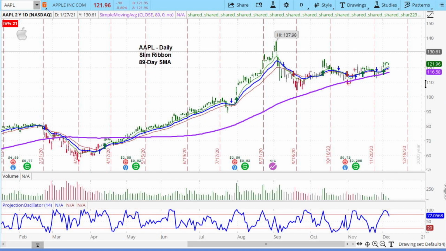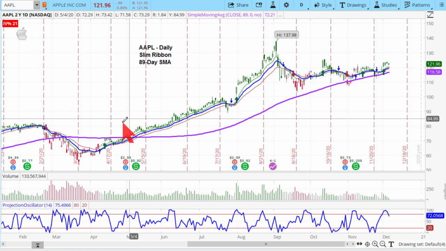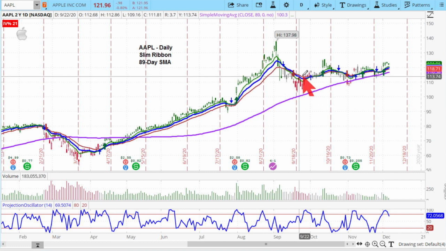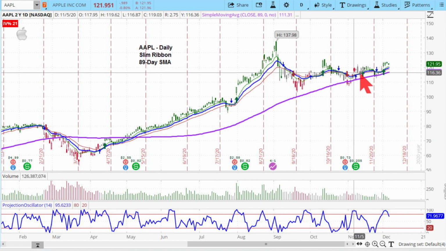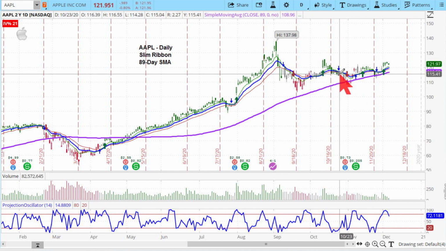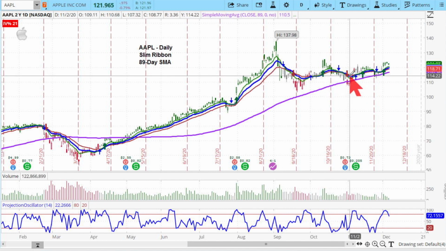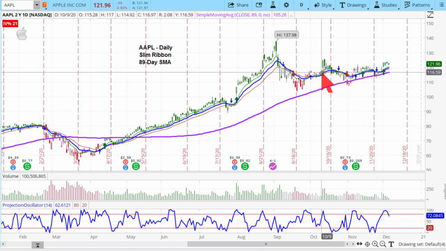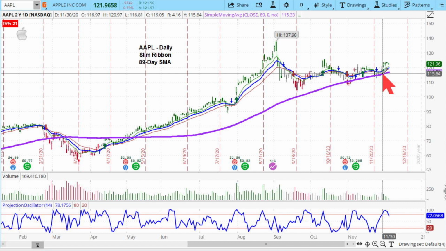This has the slim ribbon on it, which is our momentum indicator. And you can see in this period where it was building that triangle, when the slim ribbon is laying on top of itself, there's no momentum. All you're going to get is chop that you see right over here. That's one of the reasons why I think the stock does not have a lot of upside.